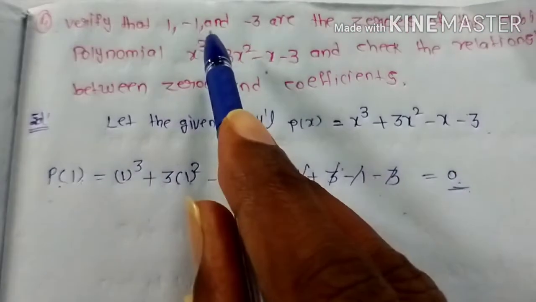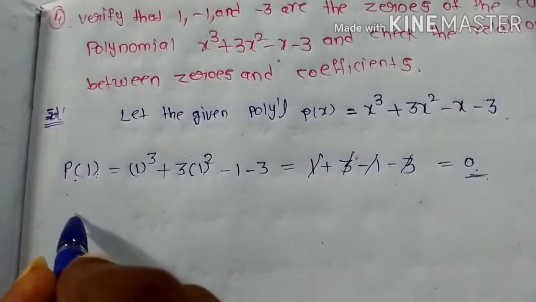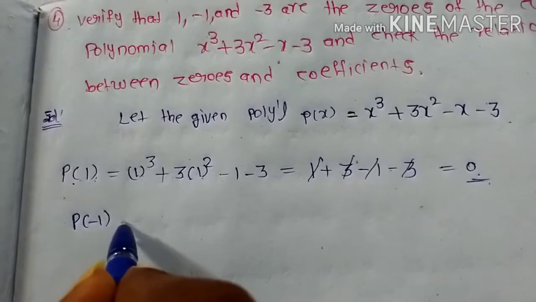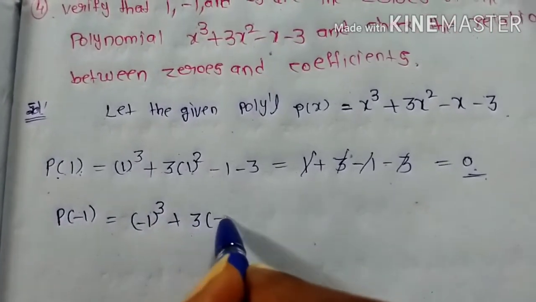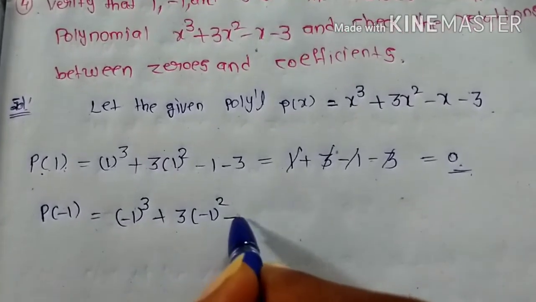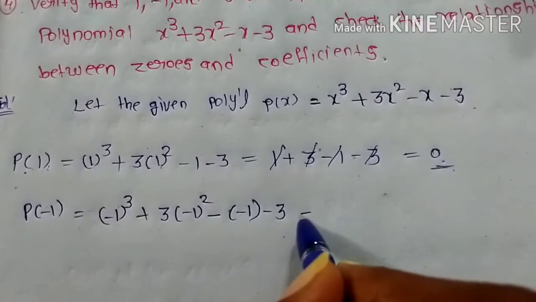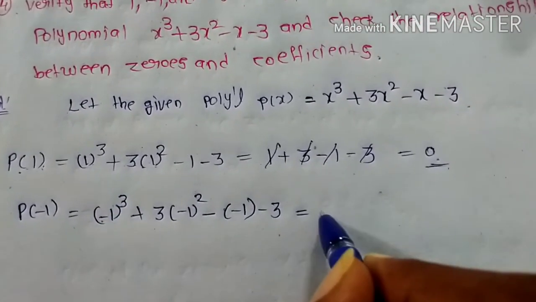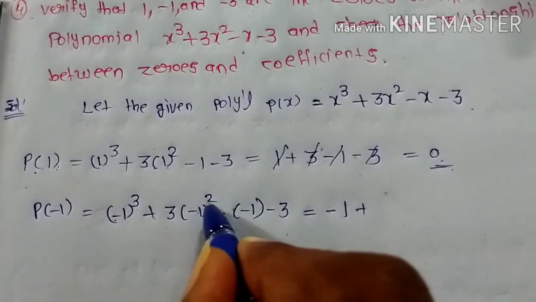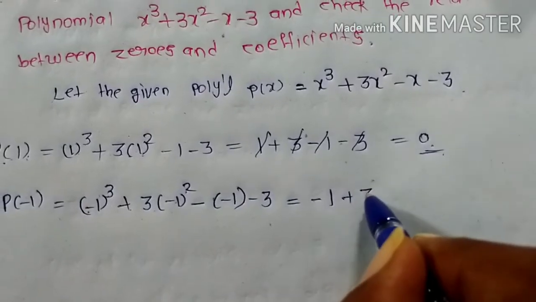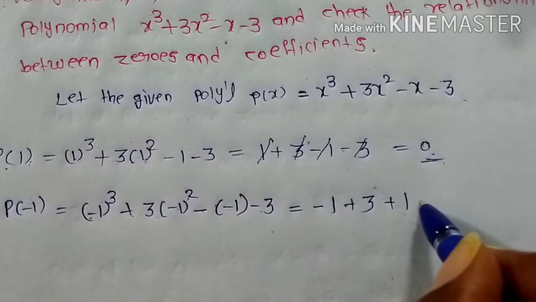In the similar way you can find p of minus 1 and p of minus 3. Just you can see here p of minus 1. That means you can write here minus 1 whole cube plus 3 into minus 1 whole square minus here x means minus of minus 1. Minus 3. Minus 1 whole cube is how much? Minus 1 only. Plus, minus 1 whole square is how much? 1 only. 1 into 3 how much? 3. See, minus into minus plus 1. Here minus 3.